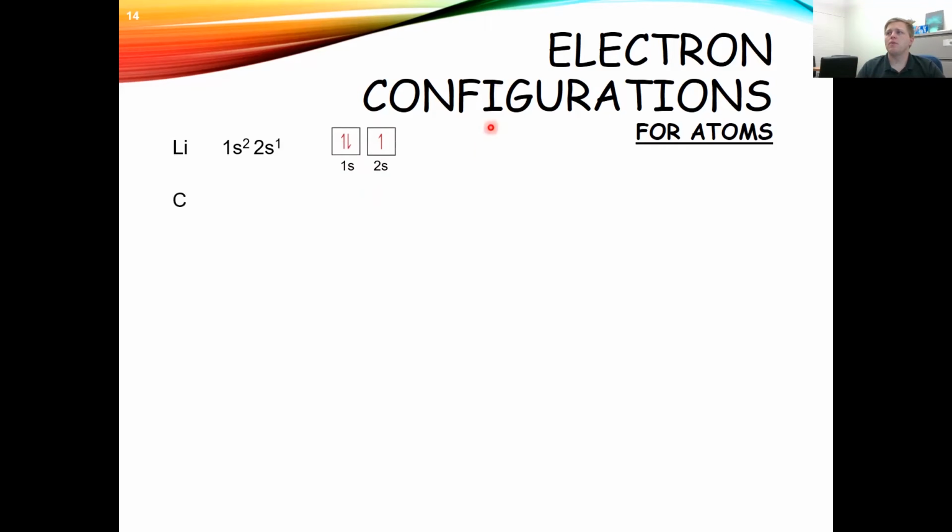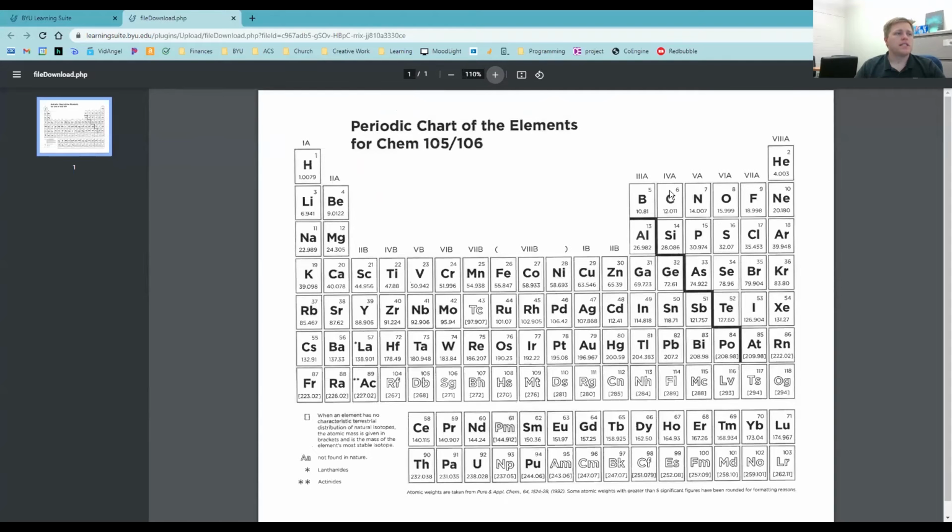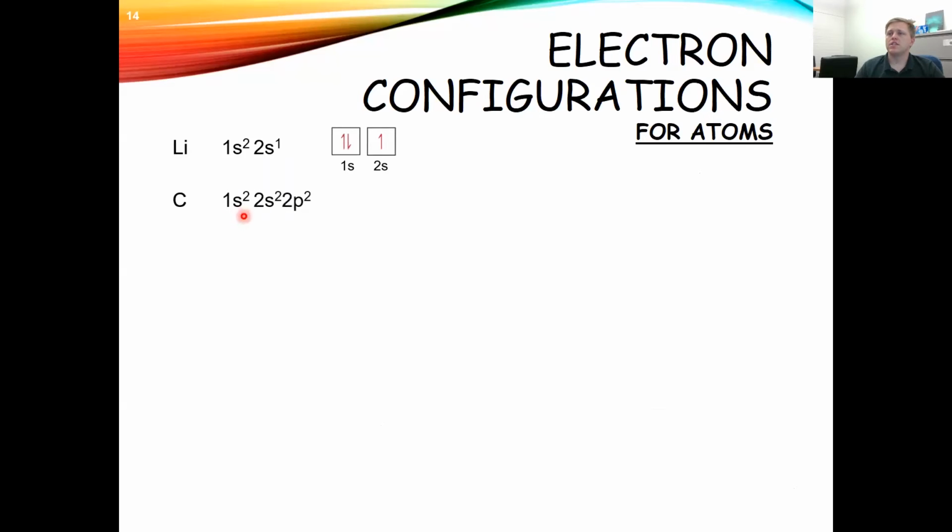Now let's go to carbon, and I will jump back over to the periodic table now. You'll notice carbon is the 6th element here, so it's going to have 6 electrons. It's going to have 1 in the 1s orbital, a second in the 1s orbital. It's going to have its next 2 in the 2s orbital, and it's going to have 1, 2 in the 2p orbital. So its configuration is going to look like this: 1s2, 2s2, 2p2.